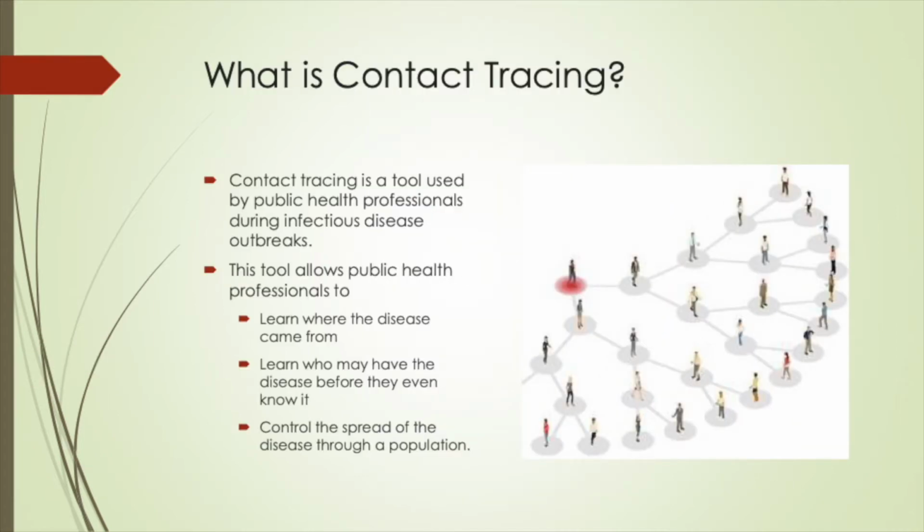Contact tracing is a tool that public health uses during infectious disease outbreaks like the COVID-19 outbreak that's going on now. It allows us to learn where the disease came from, how it gets transferred from one person to the next, who may have the disease before they even know it, depending on how long it takes for symptoms to show up. And armed with knowledge, we can control the spread of the disease through a population and hopefully ultimately stop the spread.